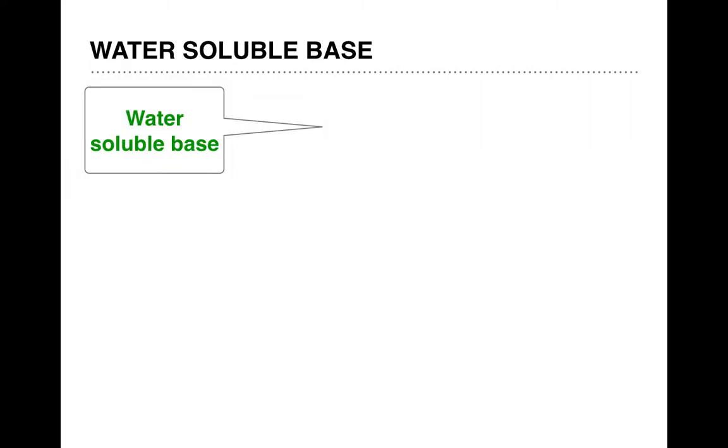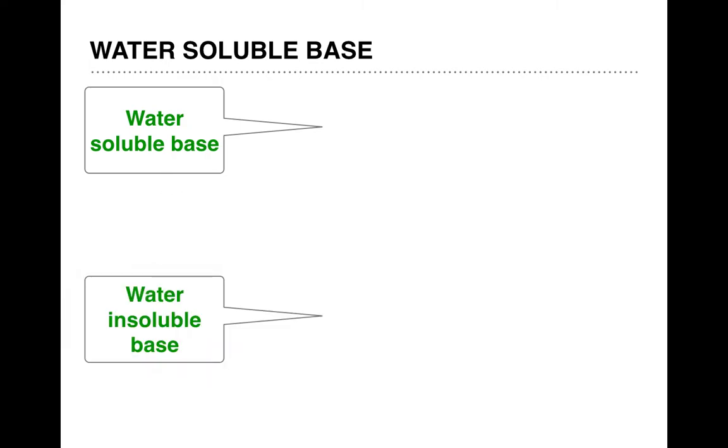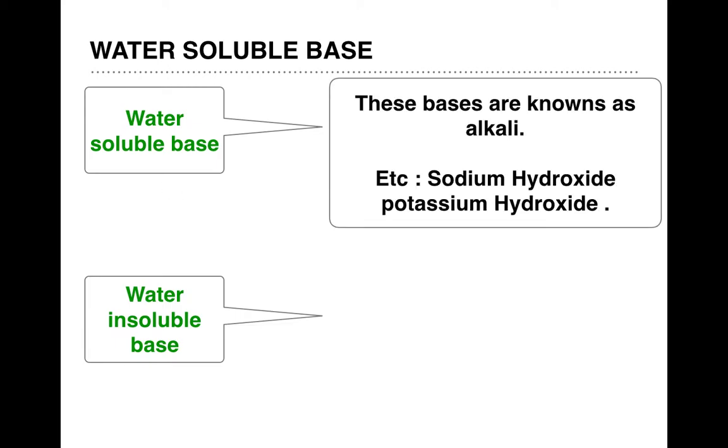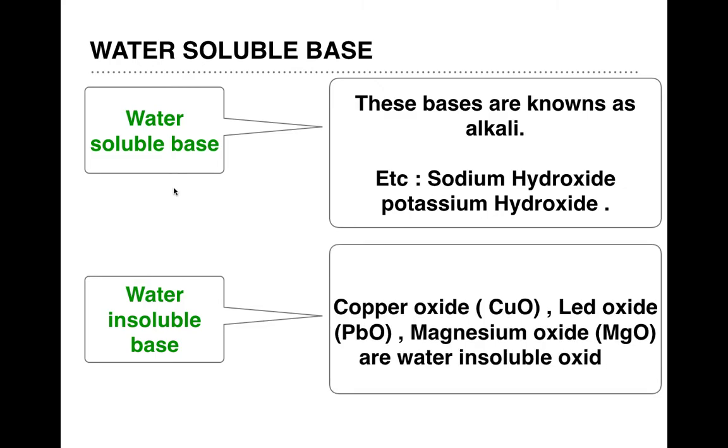Now further we can differentiate bases into two more categories. One is water soluble and another is water insoluble. Water soluble base means these bases are soluble in water. So these bases are known as alkali: sodium hydroxide, potassium hydroxide. And second we can see water insoluble base: copper oxide CuO, lead oxide PbO, magnesium oxide MgO. They are water insoluble oxides or bases.